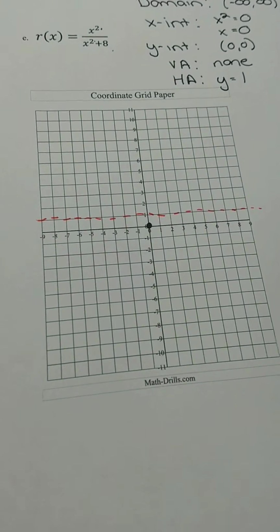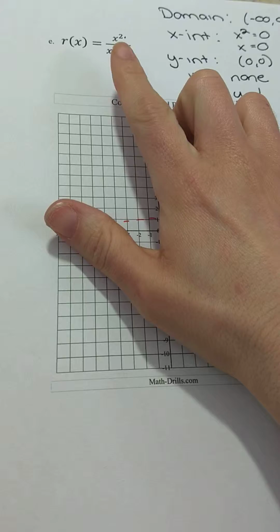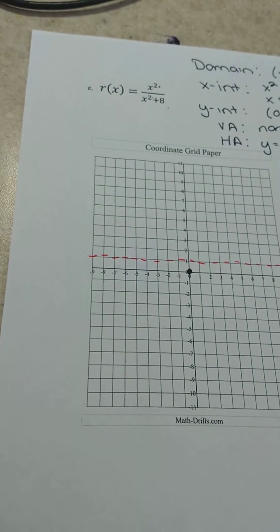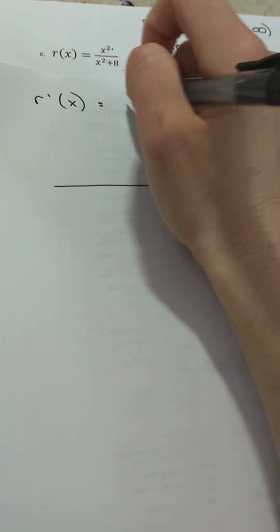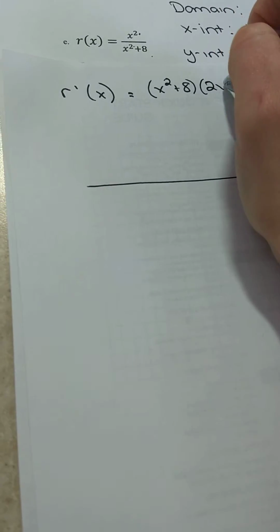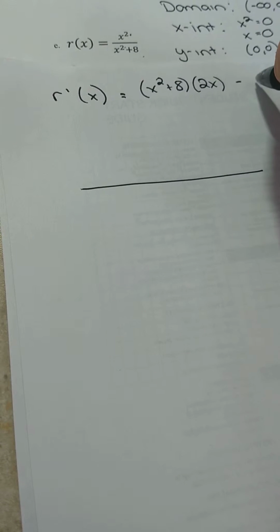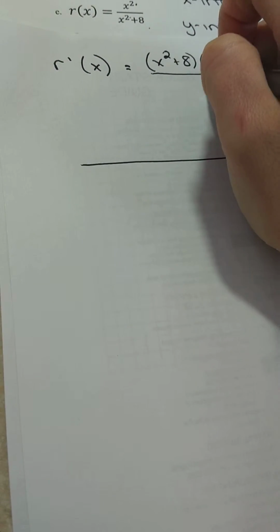Okay, so from here, my next step is to evaluate that first derivative. So we're going to take the first derivative of that function. We're going to use the quotient rule. So this will be the bottom times the derivative of the top, minus top times the derivative of the bottom, all over the bottom squared.